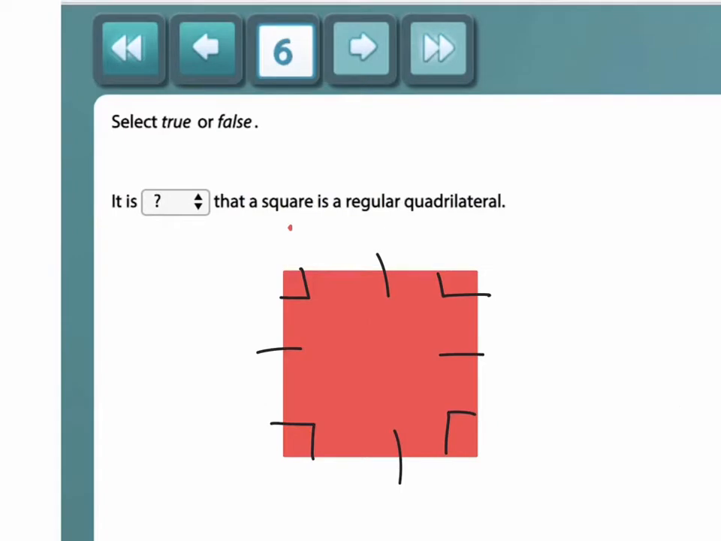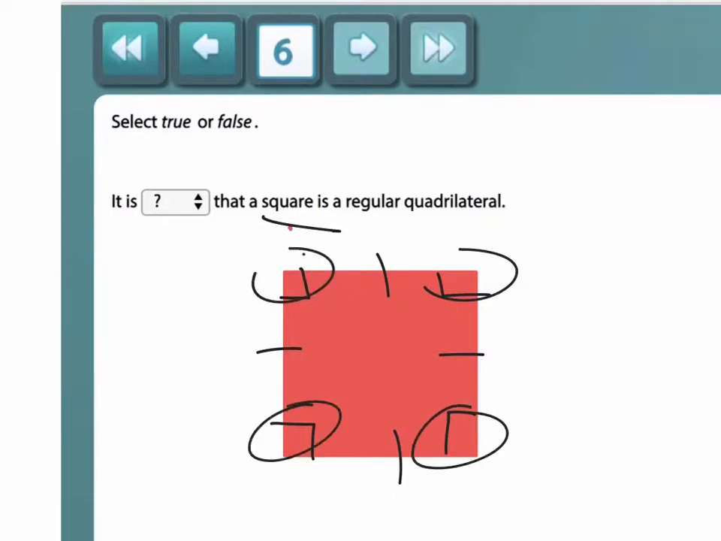Now, quickly looking at this, they're asking us true or false? Square. So you have to remember what a square is. A square is a quadrilateral. All angles are congruent, they're all 4 right angles, and all sides are congruent, same size and shape. So is a square a regular quadrilateral? Well, yes, by definition, regular quadrilateral means all sides and all angles are congruent. So this is true.